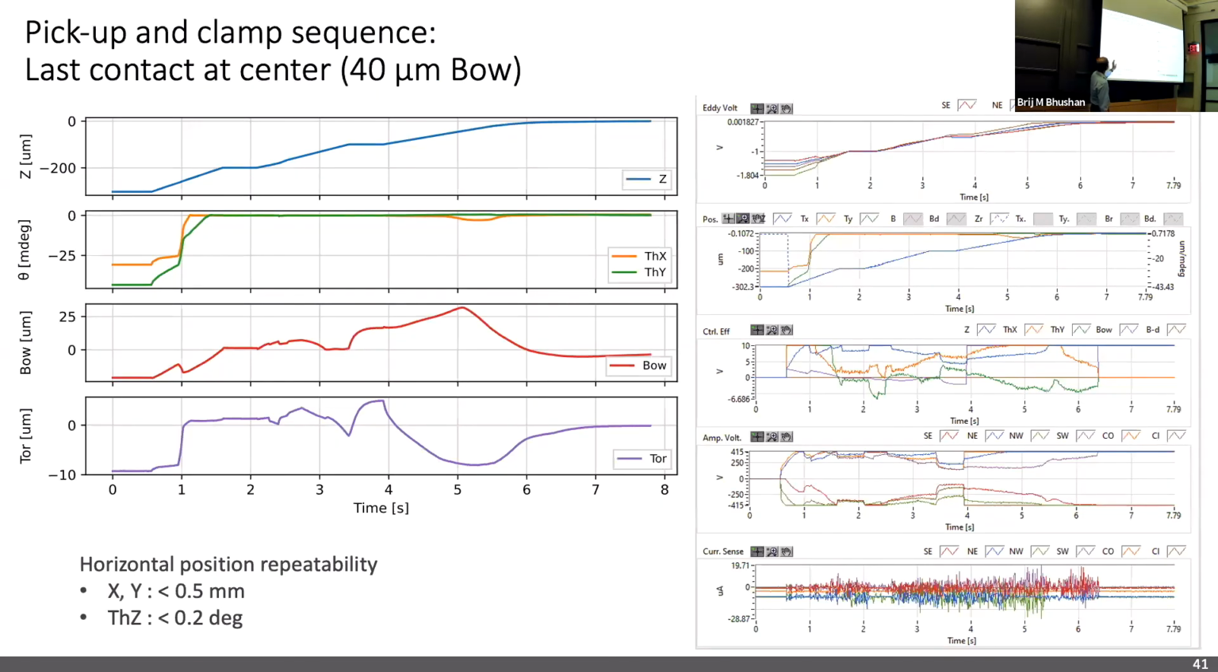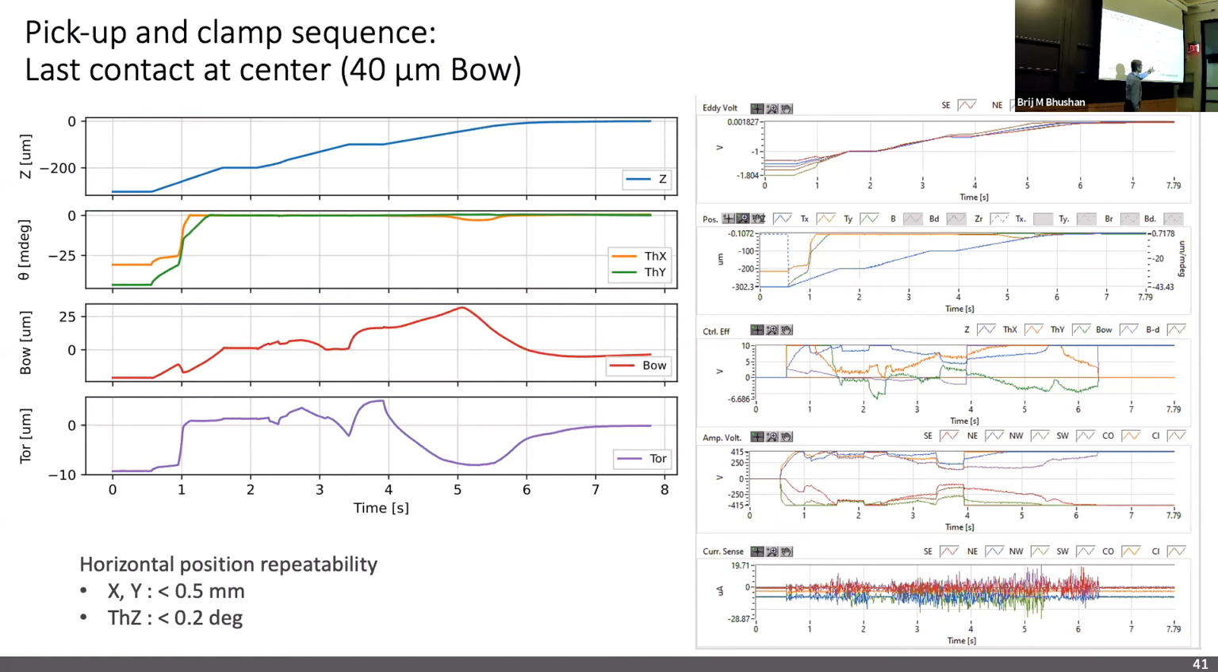Again, this is the pick up and place down sequence. A few things to note here are at the time of contact, we have a bow of almost 40 microns, and that is where it makes first contact. That is why there is a slight change in angle, but once it's levitated, otherwise the angle is maintained close to 0 degrees throughout the levitation, and then it goes and clamps.